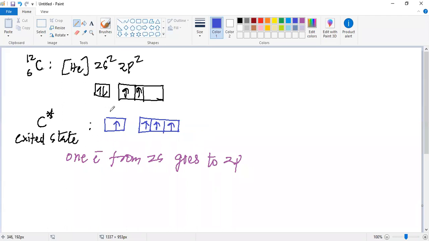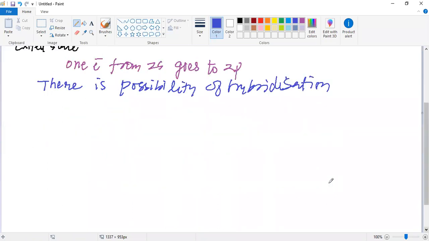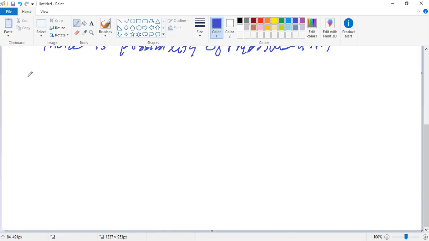So this is how you have one electron in 2s and 3 electrons in 2p now. Now this one electron in 2s and 3 electrons in 2p undergo hybridization. There is a possibility of hybridization. So what kind of various hybridizations are possible, that is what we really need to understand.